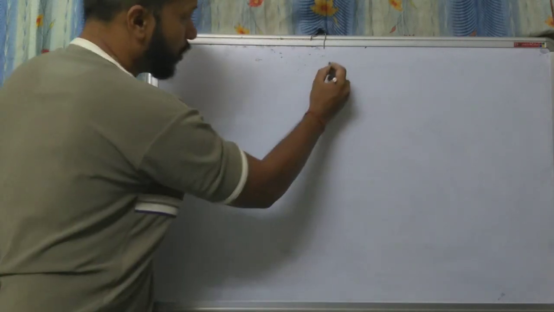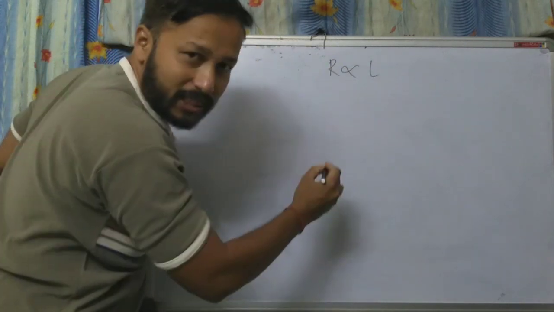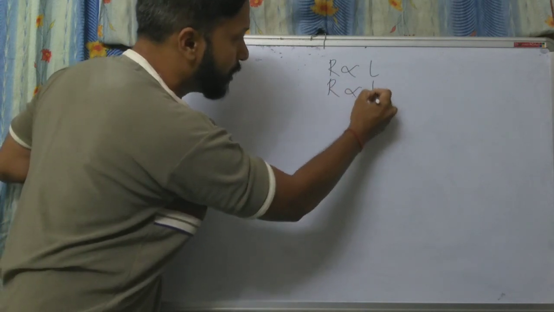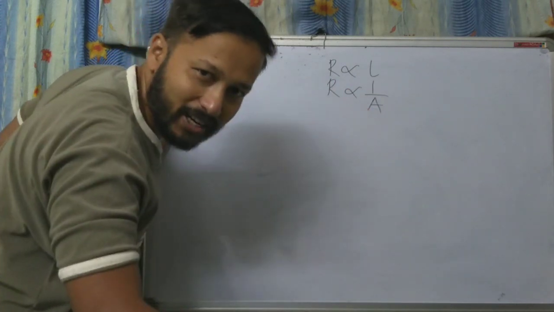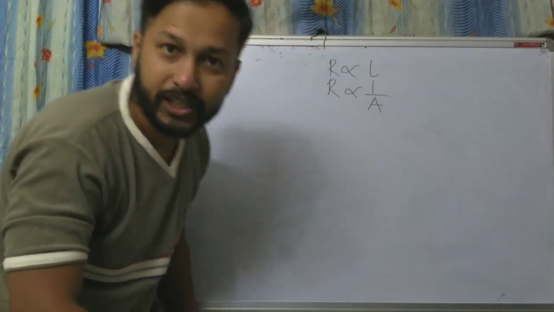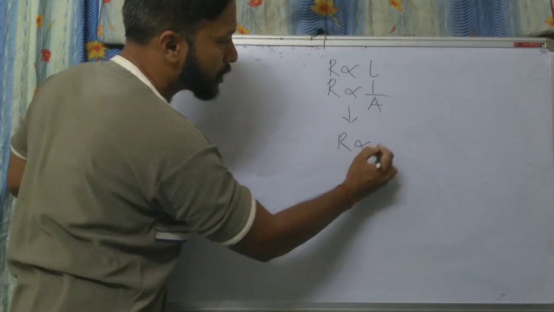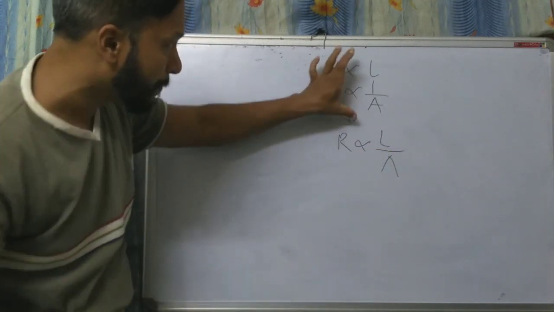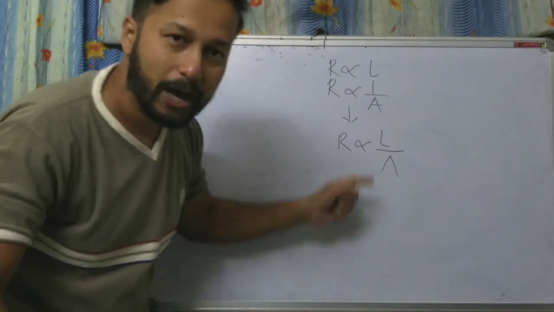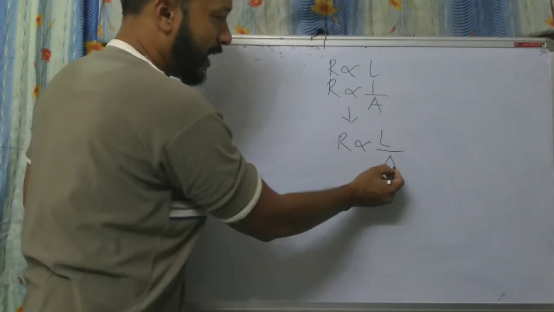So, what we came to know? We know that resistance is directly proportional to the length of the conductor and resistance is inversely proportional to the cross-sectional area of the conductor. Let us write that. Resistance is directly proportional to the length and resistance is inversely proportional to the area. Fine. Now we'll combine both the equations. If you combine them, what we get? R proportional L by A. Yes, by combining these two equations, we are getting R proportional L by A.